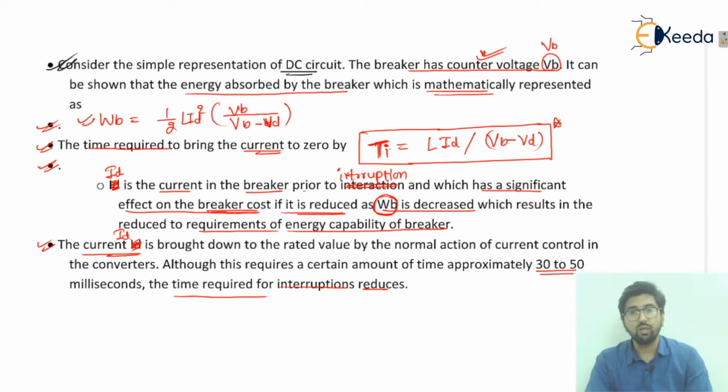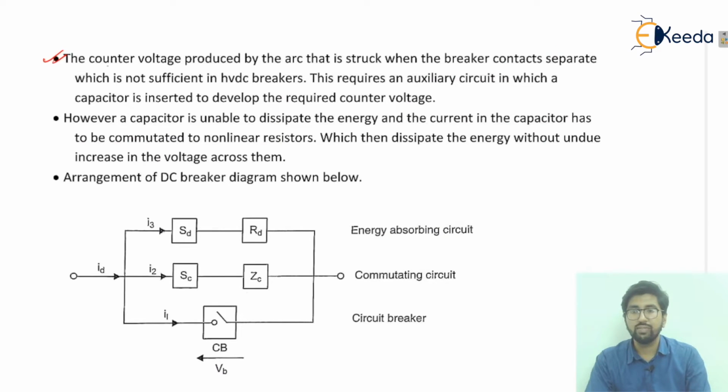Okay guys, now we will move to some other points. The counter voltage produced by the arc that is struck when the breaker contacts separate is not sufficient in HVDC breakers. We have a fixed contact and a moving contact. When the contacts separate due to fault conditions, as the moving contact starts moving, the arc counter voltage is not sufficient in HVDC breakers.